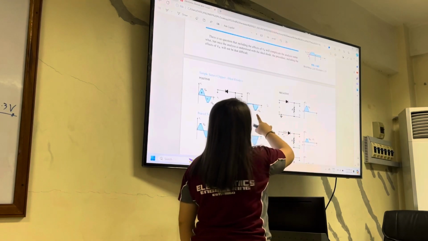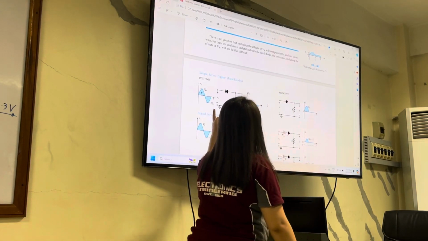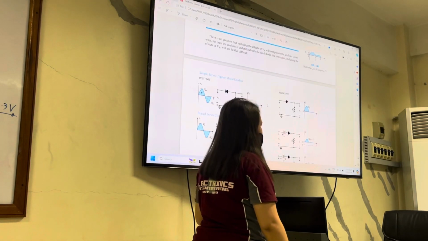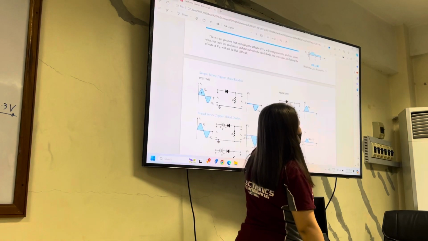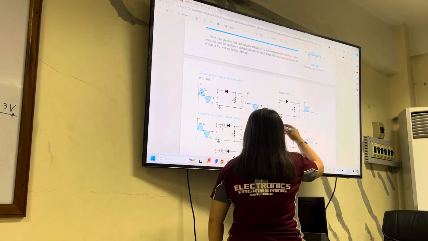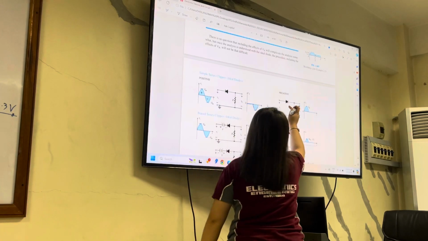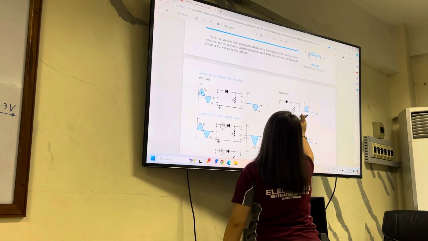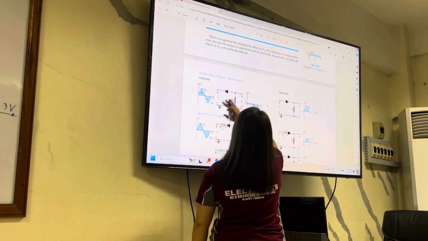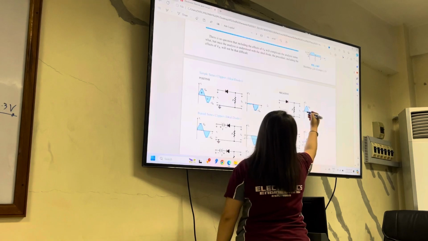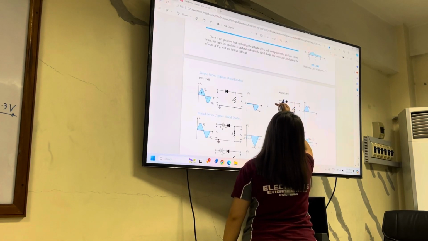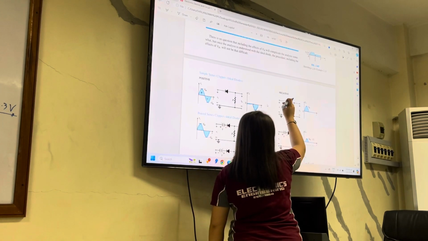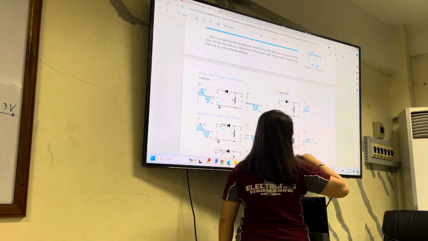Now, for the negative clipper, in this series network, okay? That was the positive clipper. Now, what if the diode is reversed? At the positive half cycle, it is forward biased, so V output is equal to our input. In this one, the diode is ideal. At the negative half cycle, the diode is reverse biased, so the output is 0.